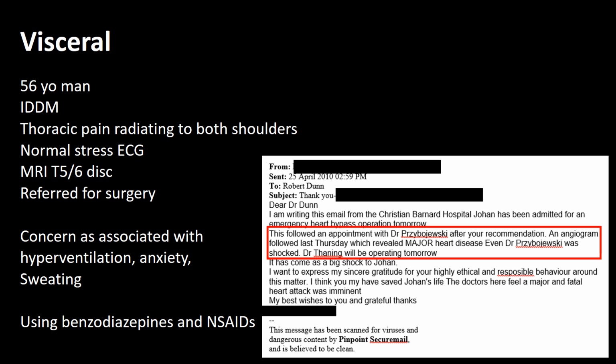However, on taking a history, I was concerned about his periods of hyperventilation, anxiety and sweating, for which he'd been treated with benzodiazepines and anti-inflammatories. I sent him off to another cardiologist who performed an angiogram, revealed major heart disease, and he underwent urgent surgery with total resolution of his symptoms.